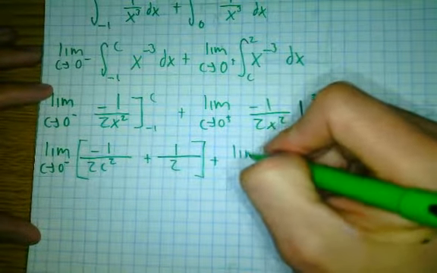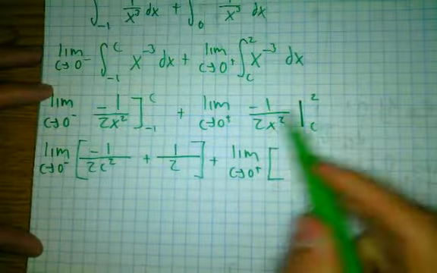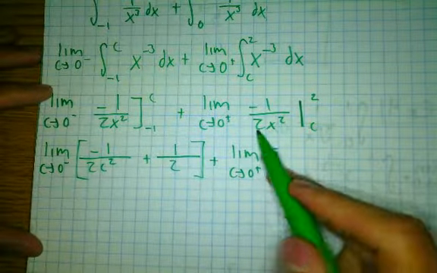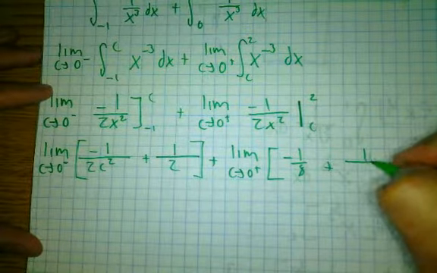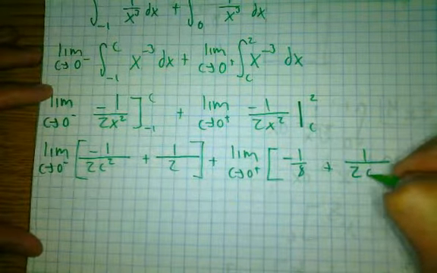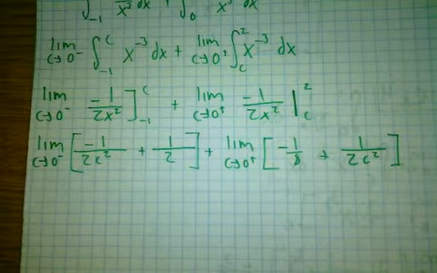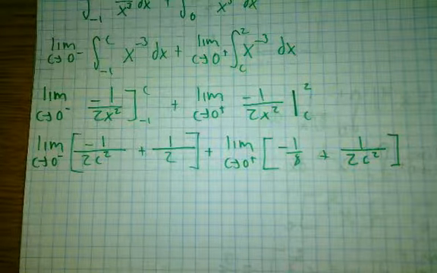Plus the limit as c approaches 0 from the right. And this time I'm going to plug in 2 first, right? So if I plug in 2, 2 squared is 4 times 2 is 8, so it's negative 1/8. Plus 1 over 2 times c squared. Oh, because it's negative. Yeah, minus and the negative will make it into a plus, right? Okay.